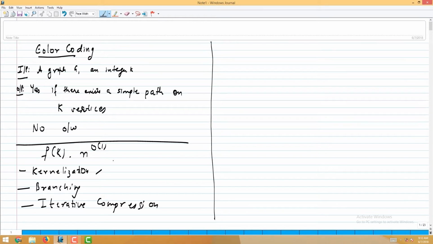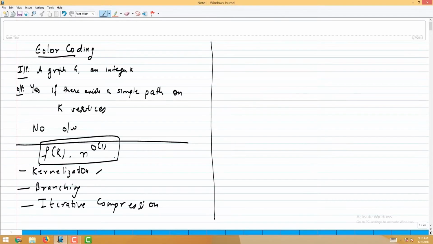So hence, there is this new technique that we are looking at today, which is called color coding, to get an algorithm for this problem, to get an algorithm of this form, f of k into poly n. So what is the crux of this technique?